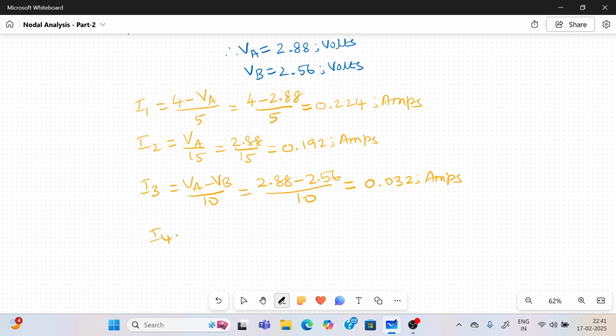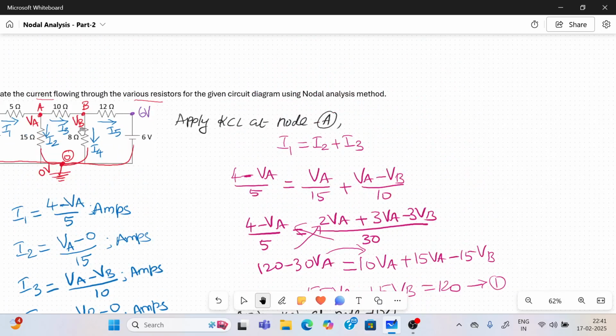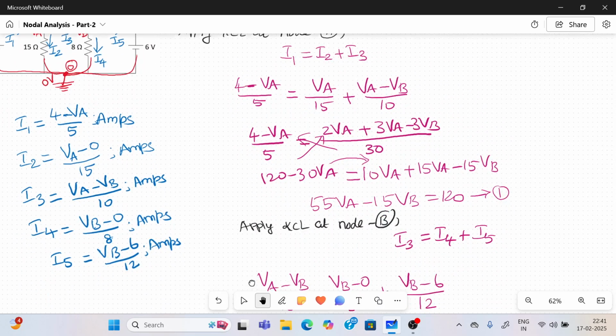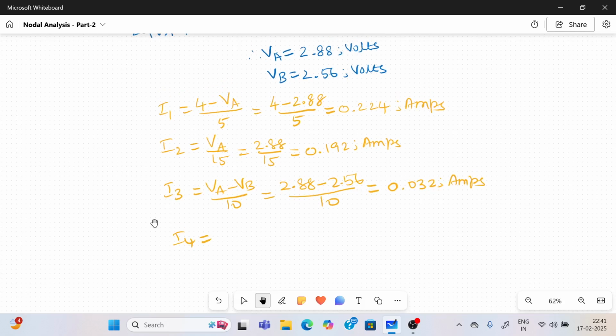Then the I4. What is your I4? Your I4 is nothing but the current flowing through the 8 ohm resistor. VB by 8, VB minus 0 by 8. So VB is 2.56 divided by 8. So 0.32 amps.